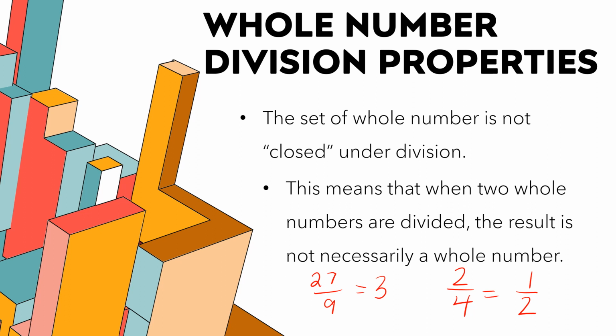Even though 2 and 4 are both whole numbers, when you divide them, you don't necessarily get back a whole number. You'll also notice that you don't see the distributive property, the associative property, or the commutative property with division, because those properties do not hold under division. So you have to be very careful when dividing, and what we want to take from this as educators is to be extra careful when picking out problems for our students for subtraction and for division.